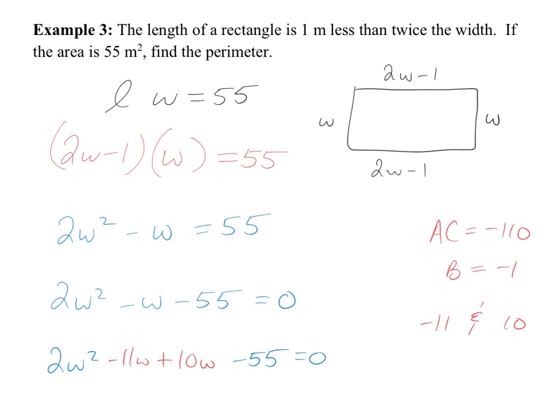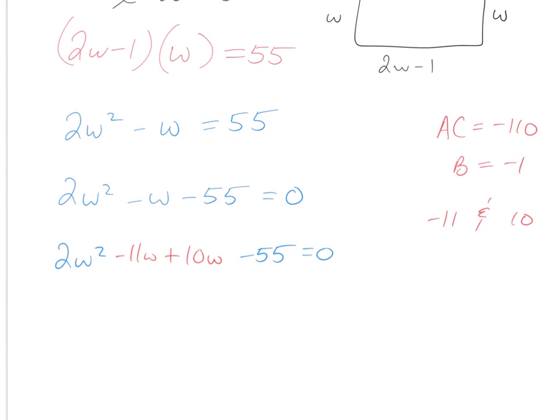Remember, whatever factors multiply to AC and add up to B are the two things that you're going to use to break up your middle term. Why do I break up the middle term? What does that allow me to do? When I have four terms, factor by? Grouping. Yeah, good, George. It's called grouping.